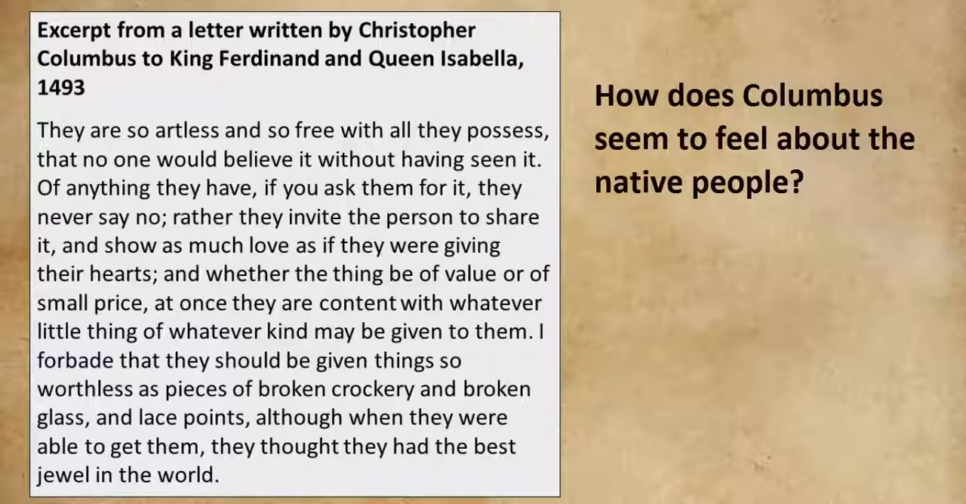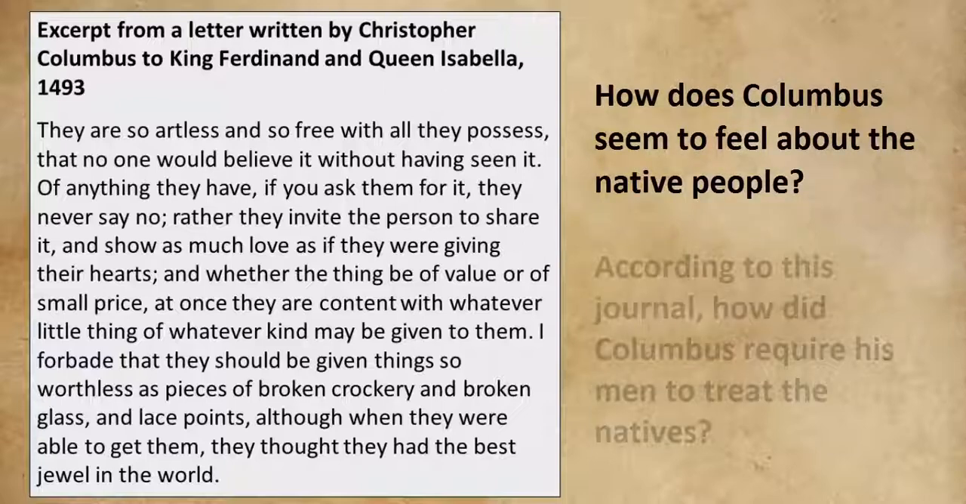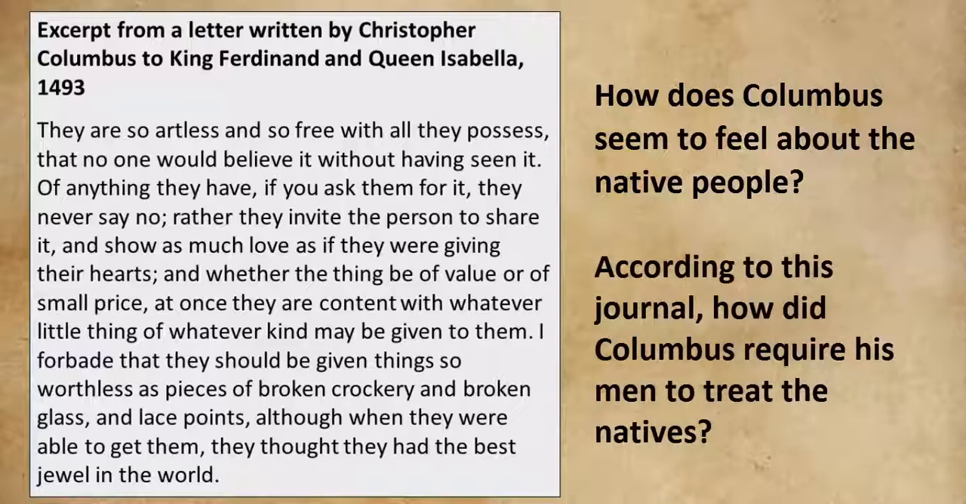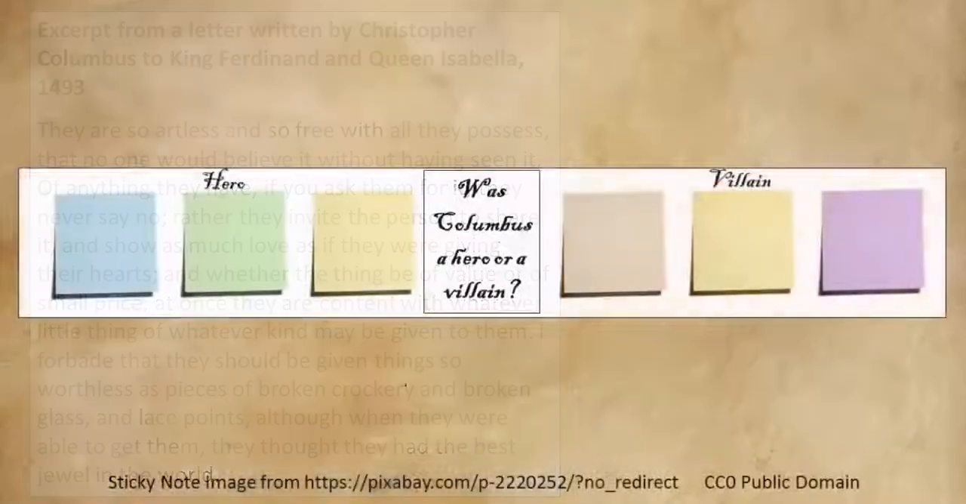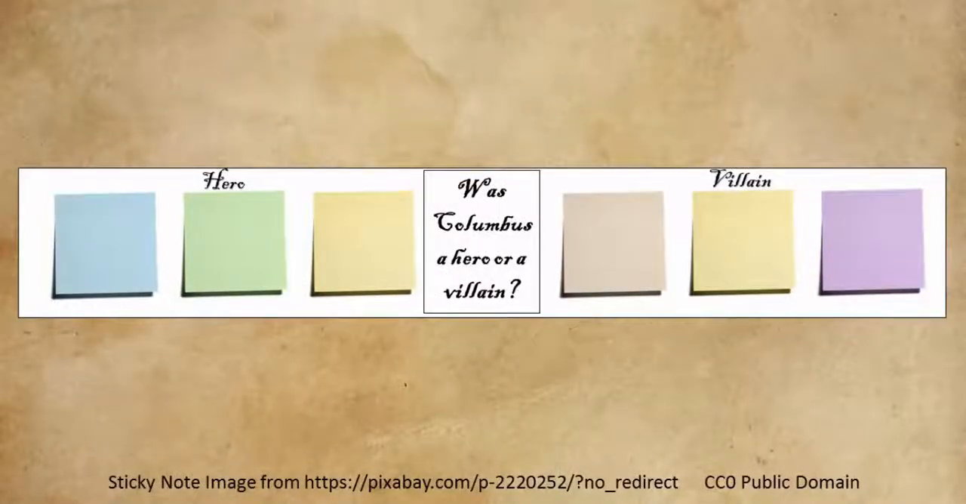Questions such as, how does Columbus seem to feel about the native people? And, according to this journal, how did Columbus require his men to treat the natives? Can direct students to the key points of the journal while also giving them practice with Informational Reading Standard 1. After reading, students should add new information to their Ideas Tug of War chart.